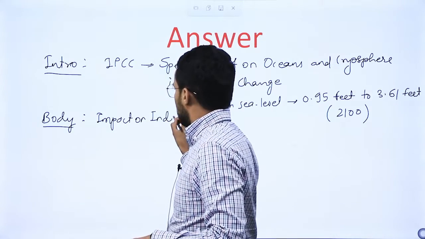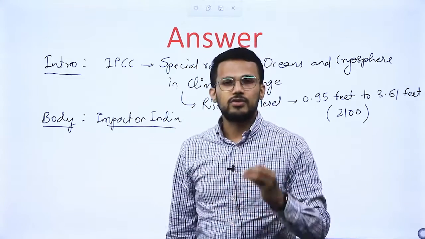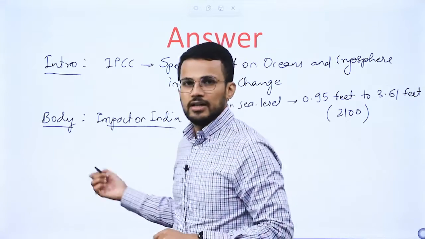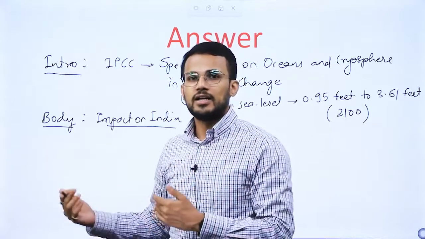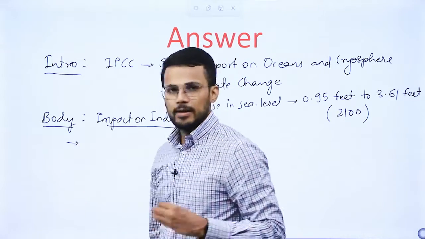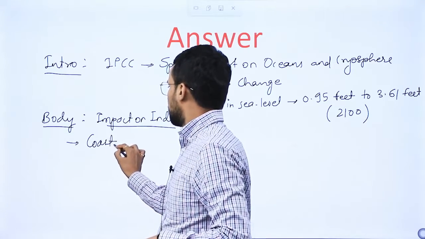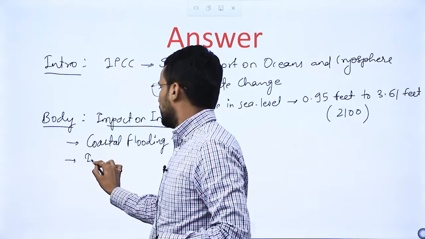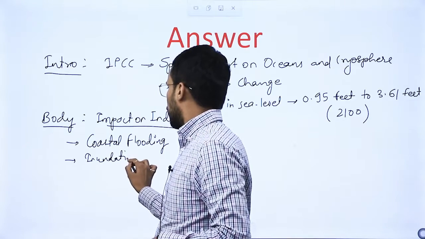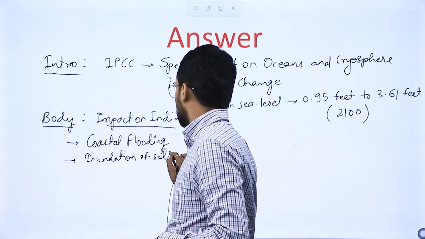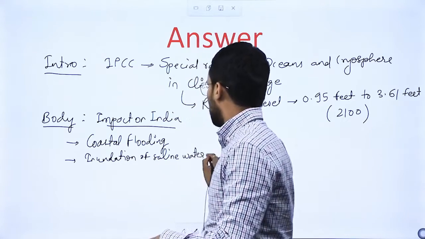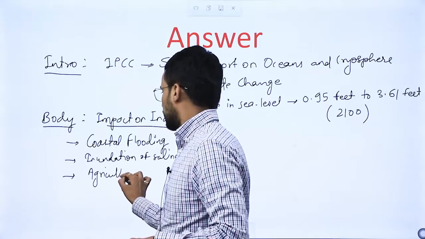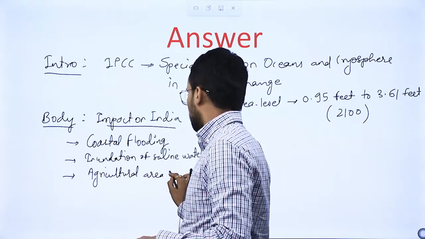Impact on India and impact on other countries will remain more or less similar, but there are a few exceptions that we will discuss during the discussion of impact on other Indian Ocean region countries. So, on India, the impact is firstly in the form of coastal flooding. Coastal flooding will increase. Similarly, there will be inundation of saline water, especially in the groundwater of the coastal region. That will have its impact on agriculture. Agricultural area may reduce.